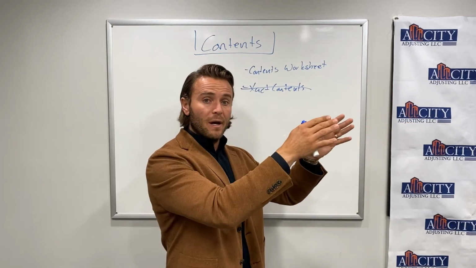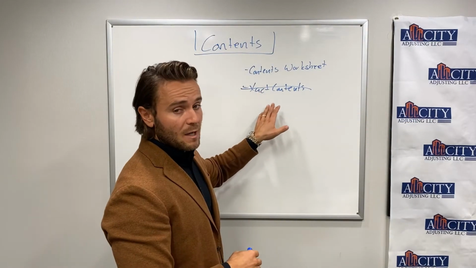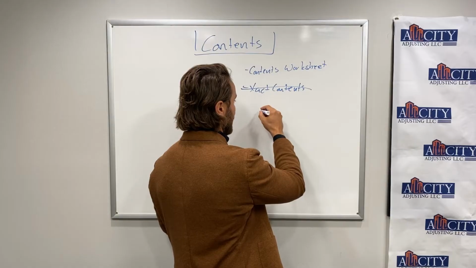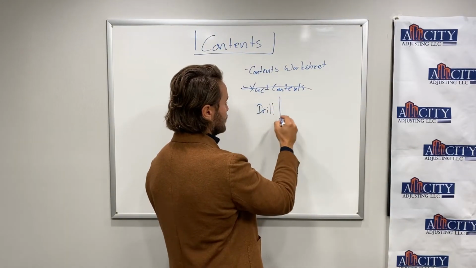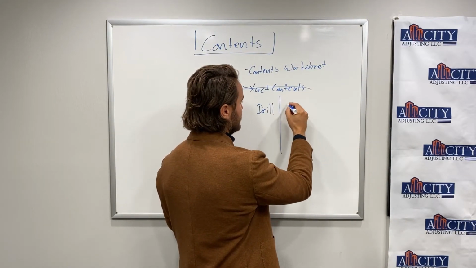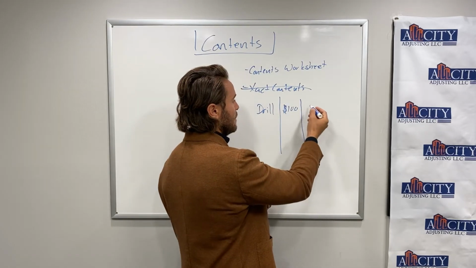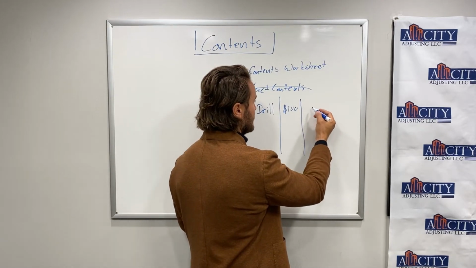The most consistent price is the price you would put in for the replacement cost. So you'd have your item, drill, and you'd have the price to replace: drill, $100. And now you also have to have the age of the item.